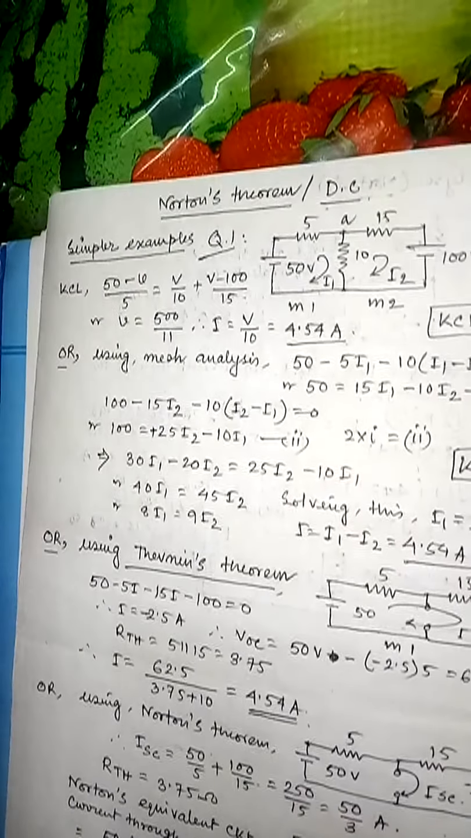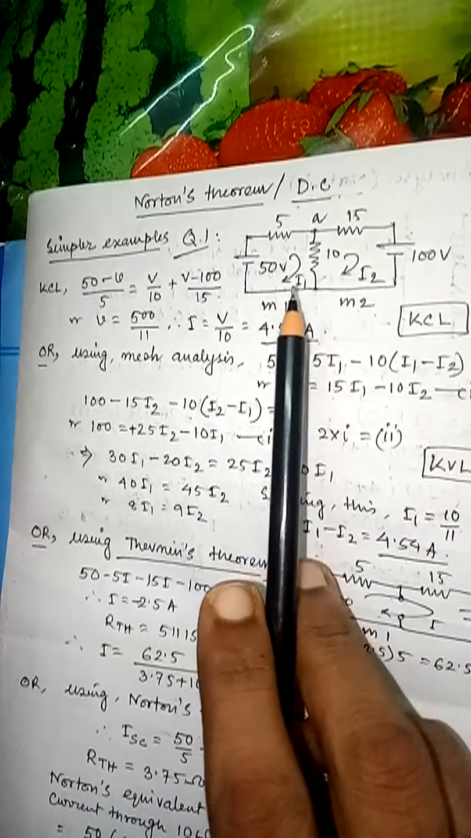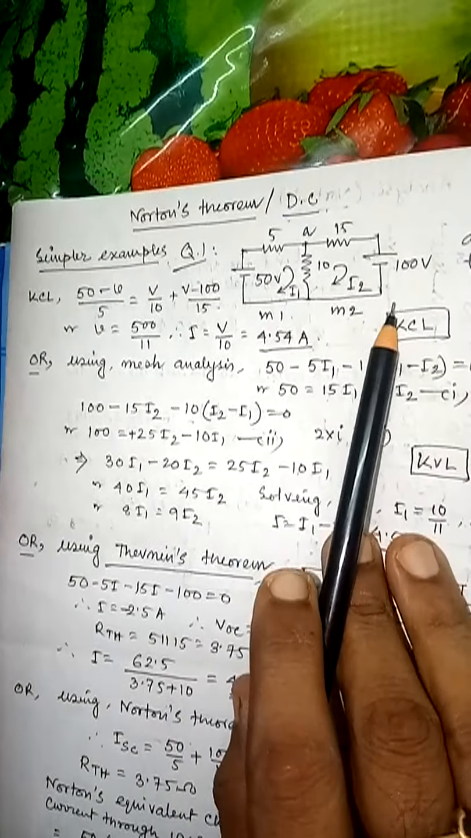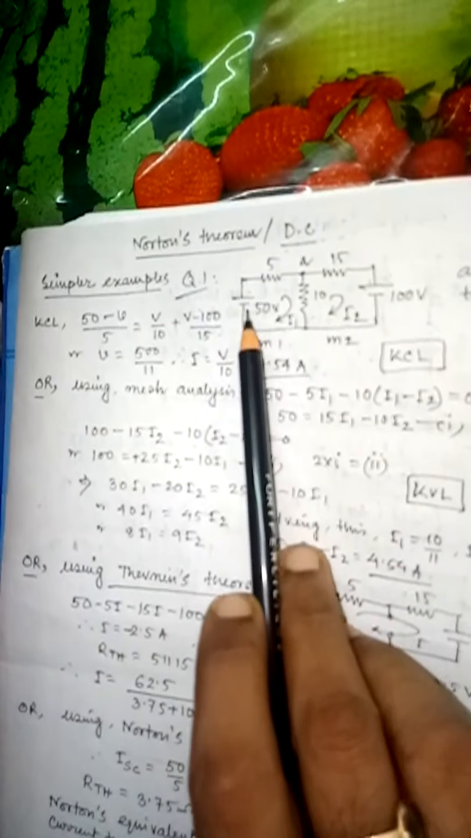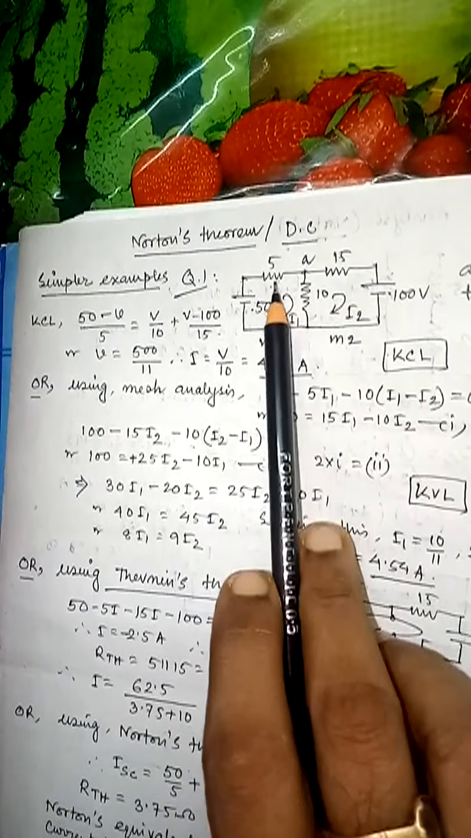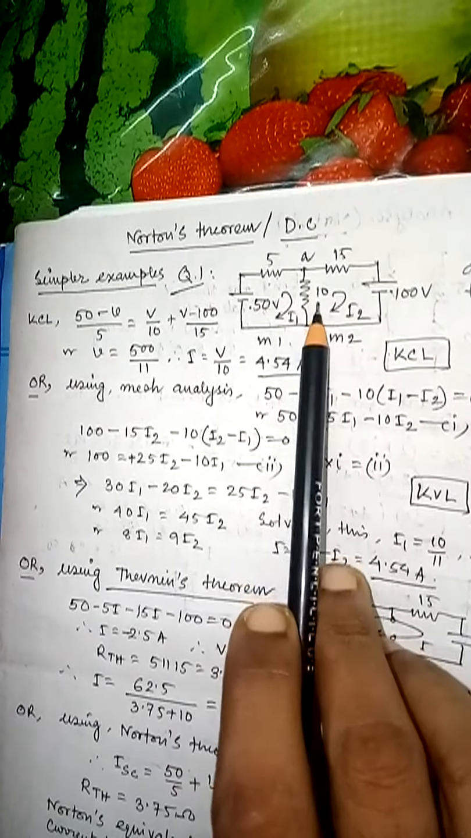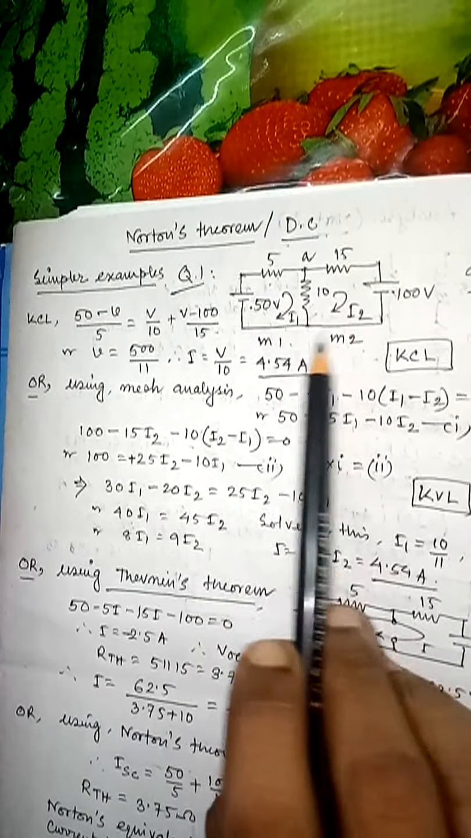As you can see here, one problem is given in a particular circuit. Here it is 50 volt, it is 100 volt, both are DC. This is 5, 15 and 10. Three resistors are joined in a T formation. So it is also a live question of the two-port network.